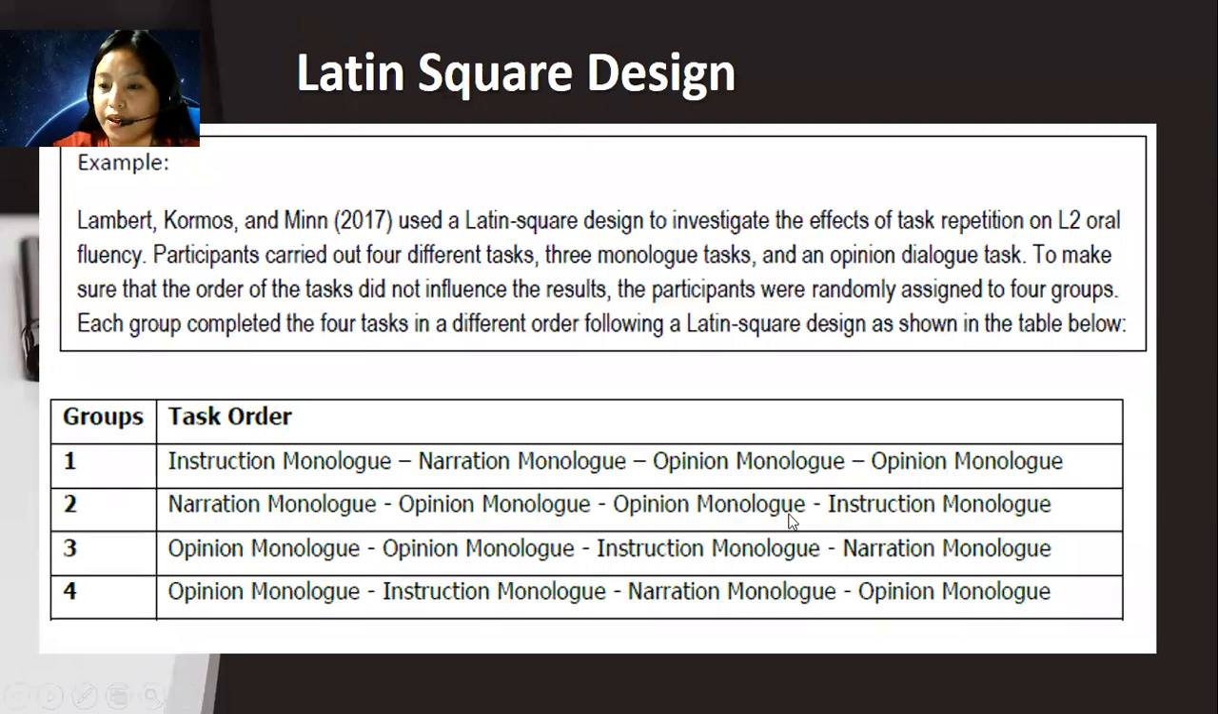And the Latin square design. The Latin square design is frequently used within experiments that utilize multiple data collection instruments. This design can be traced to 1925 by Fisher. It gets its name from an ancient puzzle concerned with the number of ways that Latin letters can be arranged in a square.